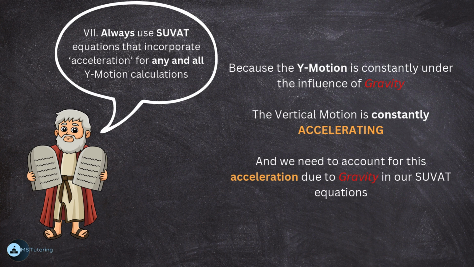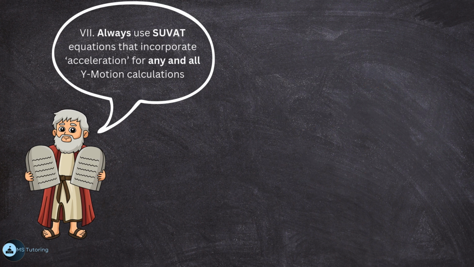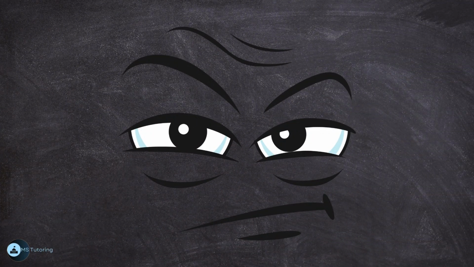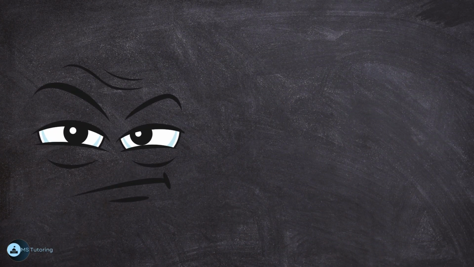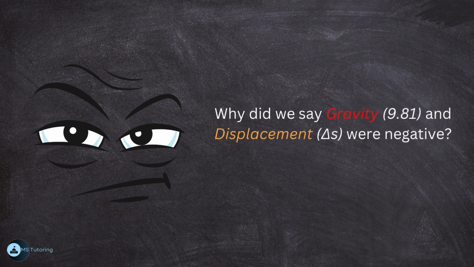So, to make sure all our y motion calculations are fair and take all the influences acting on them into account, it helps to know we should be aiming to pick SUVATs with acceleration in them and rearrange those for whatever value we're trying to solve for. Now, hopefully things are making sense so far, but you might be a little suspicious about one aspect of our calculations. In those last few calculations, why did we say gravity and displacement were negative?